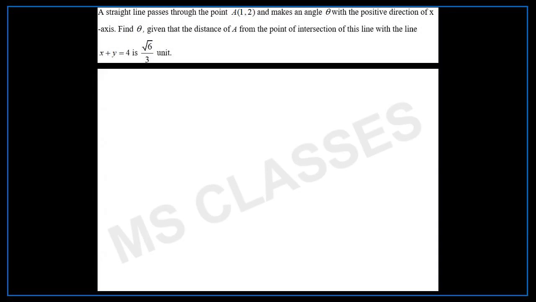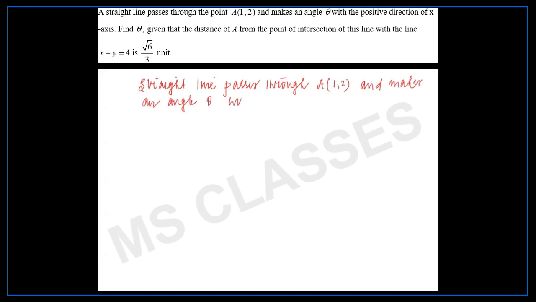Here is given a straight line passes through A (1, 2) and makes an angle theta with the positive direction of the x-axis, and we have to find the angle theta.